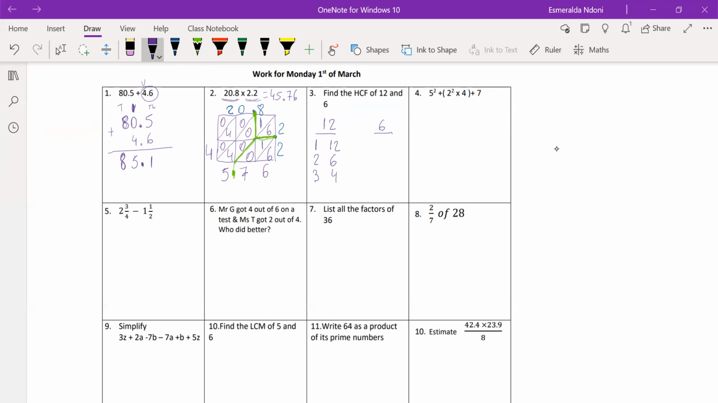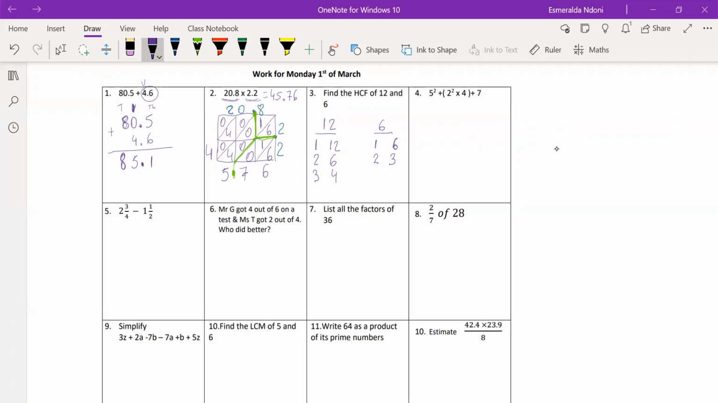6, it's already there. So that's how I know you have finished with 12. You move on to 6. Always start with 1 and always go in pairs. 1, 6 is 6. 2, how many 2s make you 6? 3 of them. 3 is already there. 4 doesn't go. 5 doesn't go. 6 is already there. So you have finished.